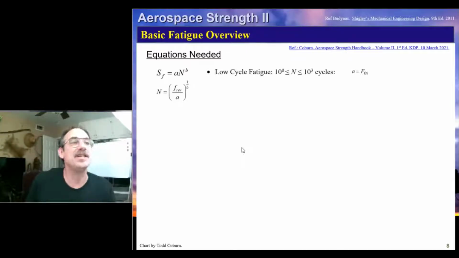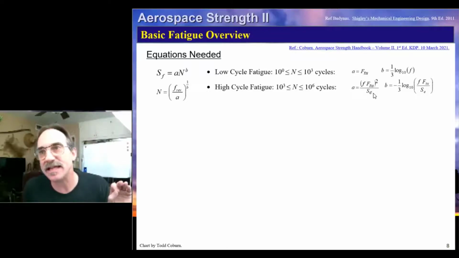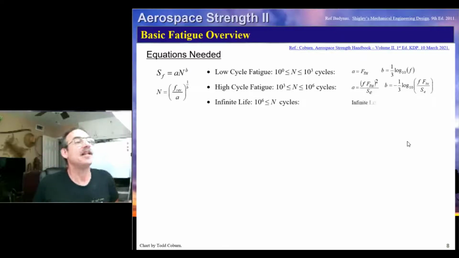If we have low cycle, we're going to use these coefficients. If we have high cycle, we're going to use those coefficients. What is the F in these equations? The fatigue strength factor, the low cycle fatigue strength factor. Good. And what kind of units do we have to plug into these? KSIs. Great. Infinite life is this.